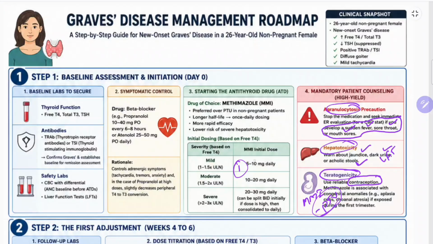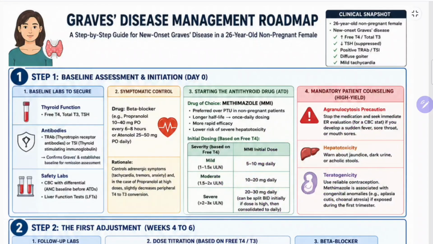Aplasia cutis, a condition of skin; choanal atresia, a condition of posterior nasal cavities, choanal atresia. Okay. Third is tracheoesophageal fistula. So these things the fetus can develop in the womb of the mother, so that we should counsel. Okay, she should have a planned pregnancy, and if she doesn't want, then she should have a proper contraceptive method. Okay, so like that we should start.